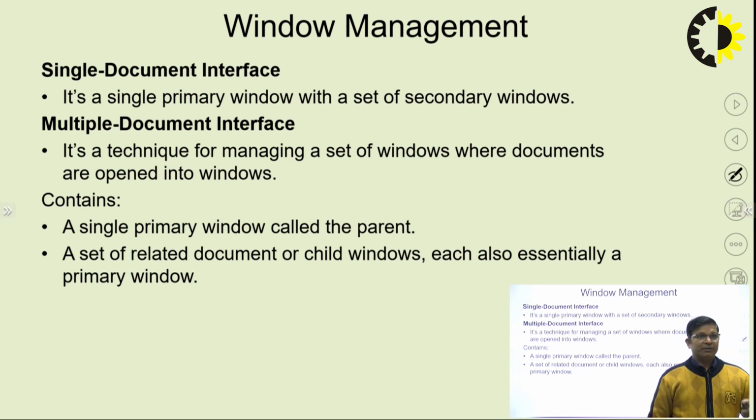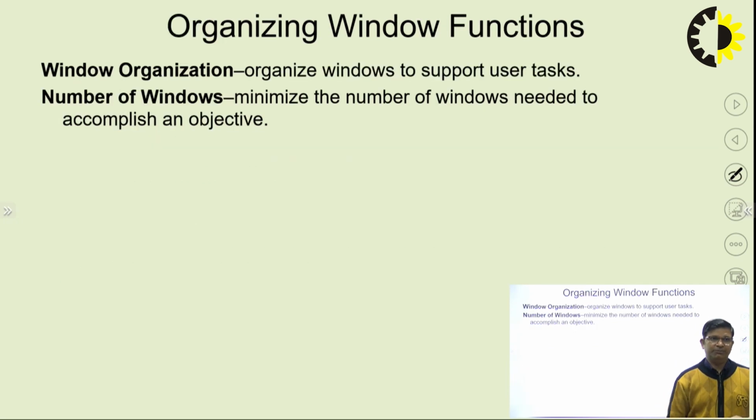Window management. The single document interface or the multiple document interface. Single document interface means a single primary window with a set of secondary windows. Multiple document interface is a technique for managing a set of windows where documents are opened into the windows, and it can contain a single primary window called the parent and a set of related document or child windows, each also essentially a primary window. That is a multiple document interface. All windows are interrelated to each other, parent and child, but every window can be treated as a primary window.